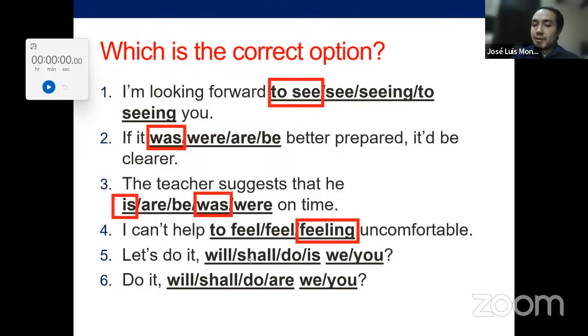Then this one. I don't know if you remember the exceptions for the tag questions for let's and for do. I mean for suggestions, recommendations, and for imperatives and orders. So in the first one, will, shall, do, is. And we or you. And here, the same. Will, shall, do, are, we, you. What could it be? We have to choose two things, one here and one here. Shall we? All right. And the one down below? Sorry, this one.